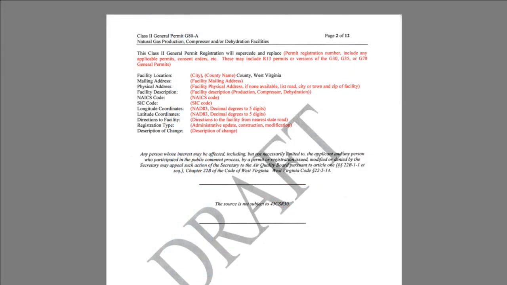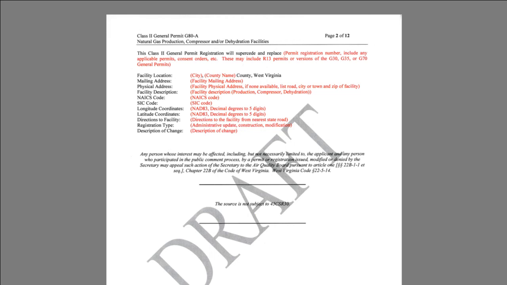So on page 2, if this registration would supersede and replace any other registration, whether it be a Rule 13 permit or a G30, 35, or 70, or if we had any type of consent orders that may be associated with the facility and the consent order indicated that you had to get some kind of permit, all that information would be included there.